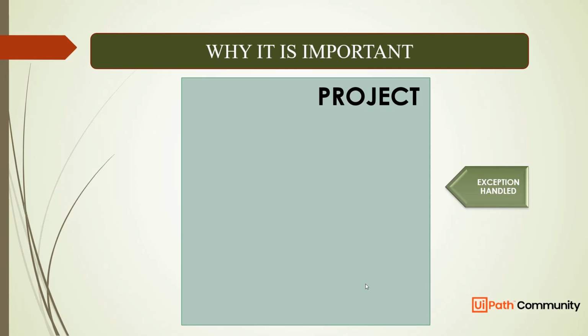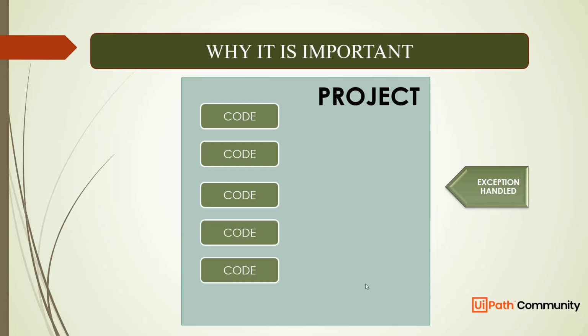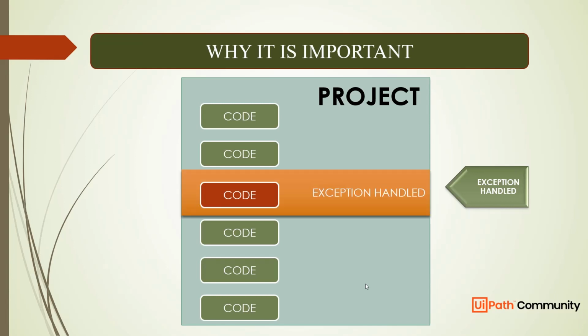Now let us see how exactly the robot will behave when the exception is handled. Let's say the same project is there, and we have written a series of code. Now let's say a code error has happened and that exception has occurred, and the exception is being taken care of by the robot. That means we have encapsulated the code in an exception handling block.